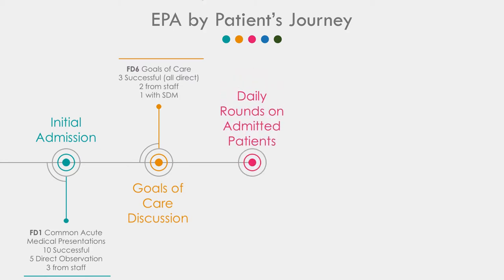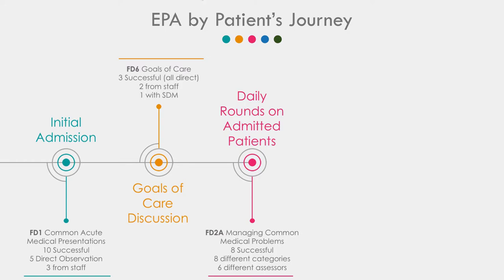Now let's say the patient's admitted up on the ward and you're doing your daily rounds. Now the Royal College has divided this EPA FD2 into 3 different aspects. The first is managing the actual medical problems. Now you need 8 successful, and this is really kind of both direct and indirect, but these ones it's sort of okay that it's a bit more indirect.